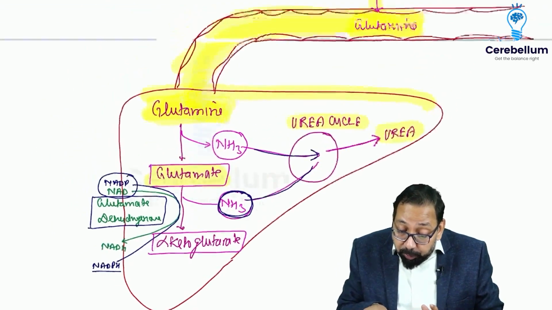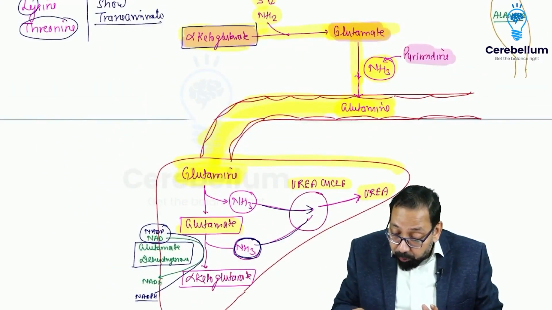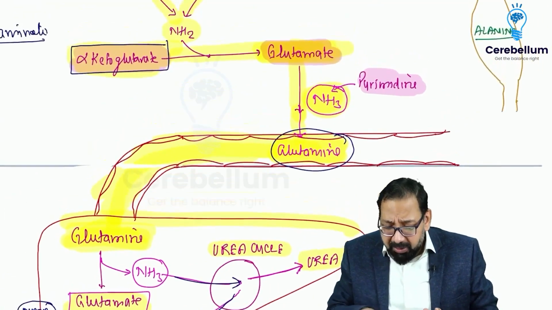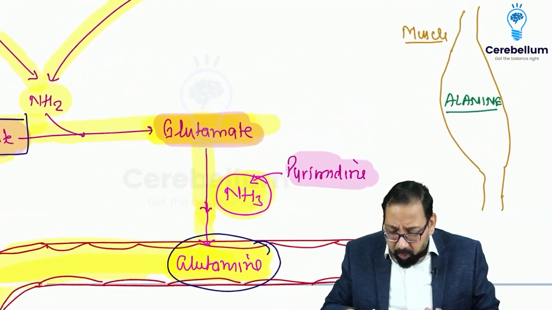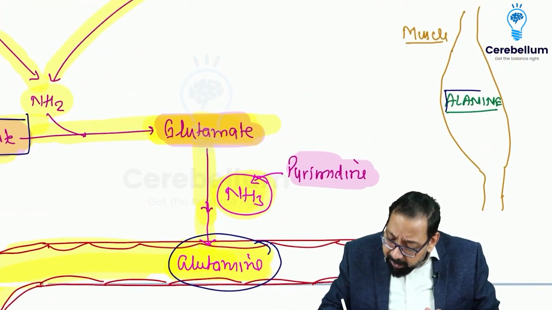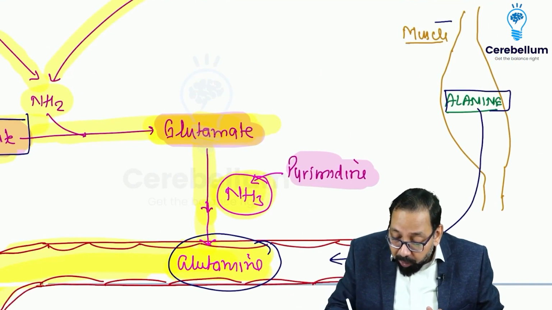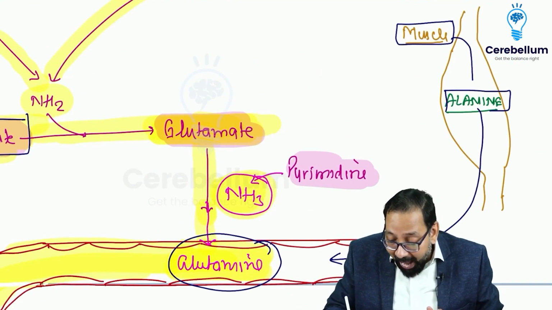So this is the question: the main transporter of ammonia in our body is glutamine. But muscle says, no, I will not follow the rule. Muscle says that my main transporter would be alanine. So the main transporter of ammonia in muscle is alanine.